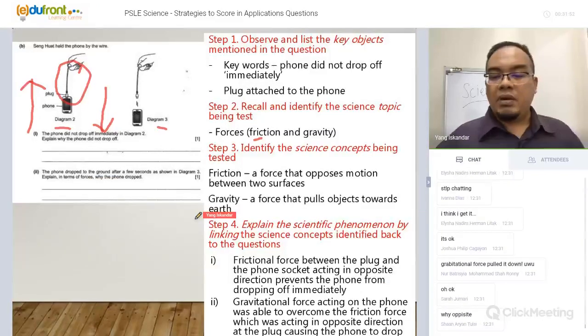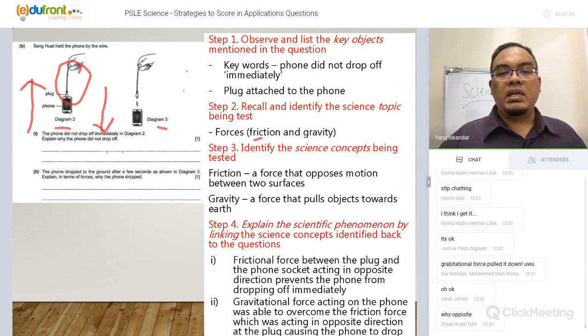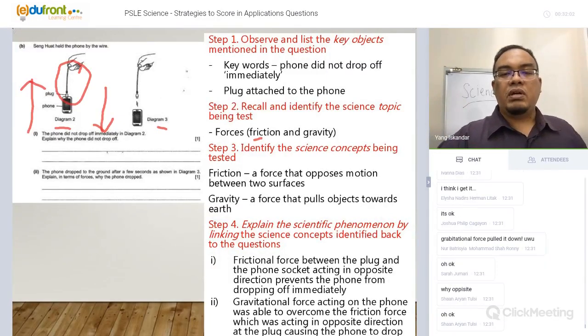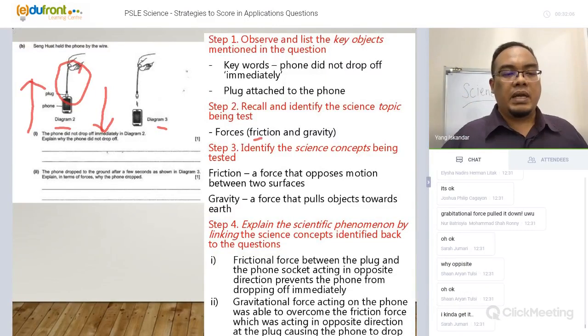Why opposite? Very good question. It is the definition of friction. Friction is always the opposite of motion. When we are moving forward, the friction is pushing you in the opposite direction. Okay, part 2.